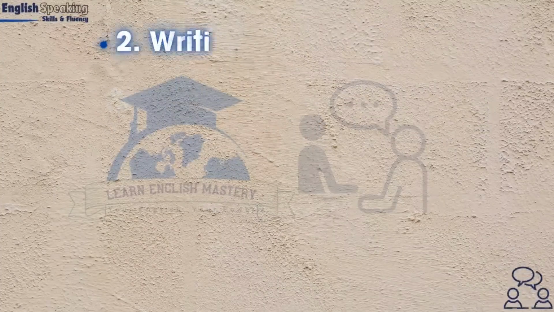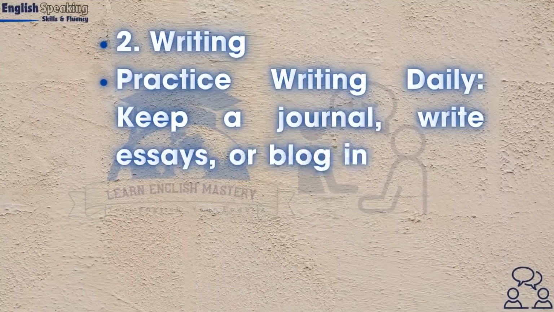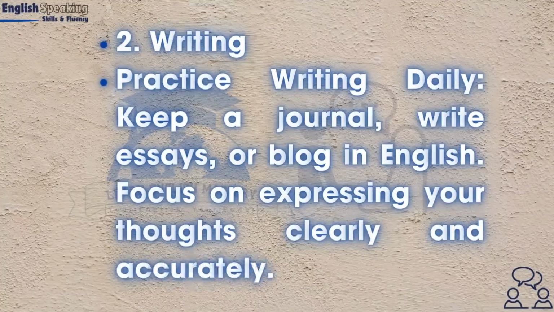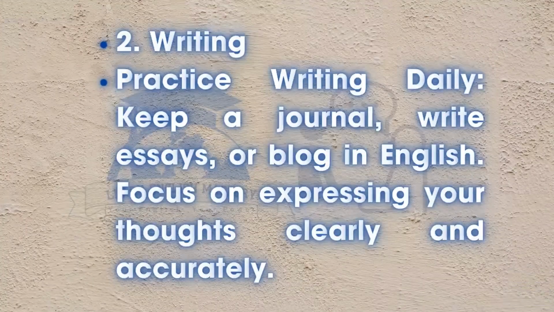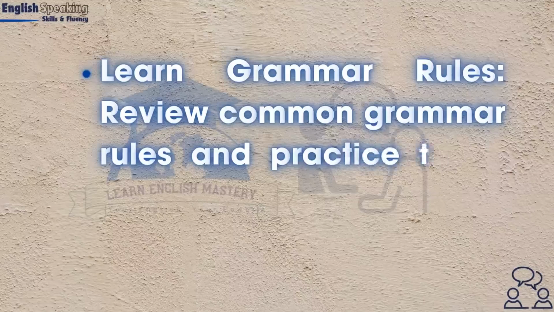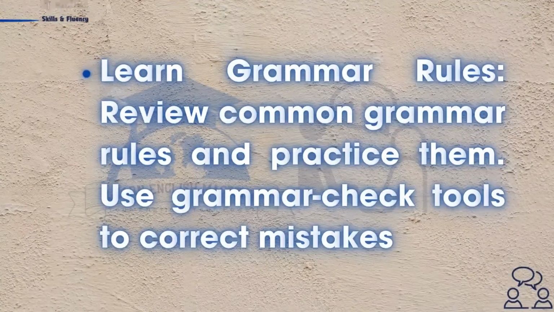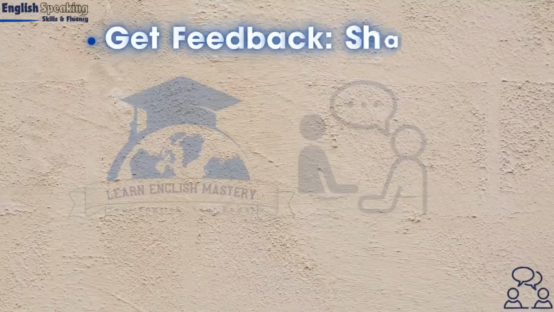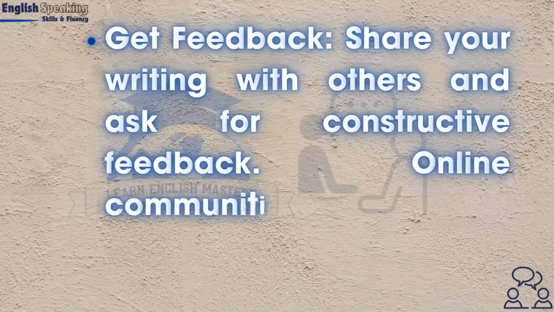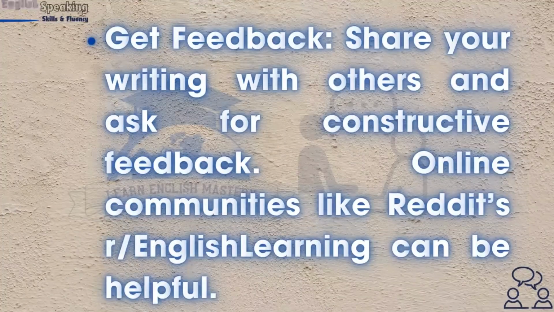2. Writing. Practice writing daily. Keep a journal, write essays, or blog in English. Focus on expressing your thoughts clearly and accurately. Learn grammar rules. Review common grammar rules and practice them. Use grammar check tools to correct mistakes. Get feedback. Share your writing with others and ask for constructive feedback. Online communities like Reddit's r/EnglishLearning can be helpful.